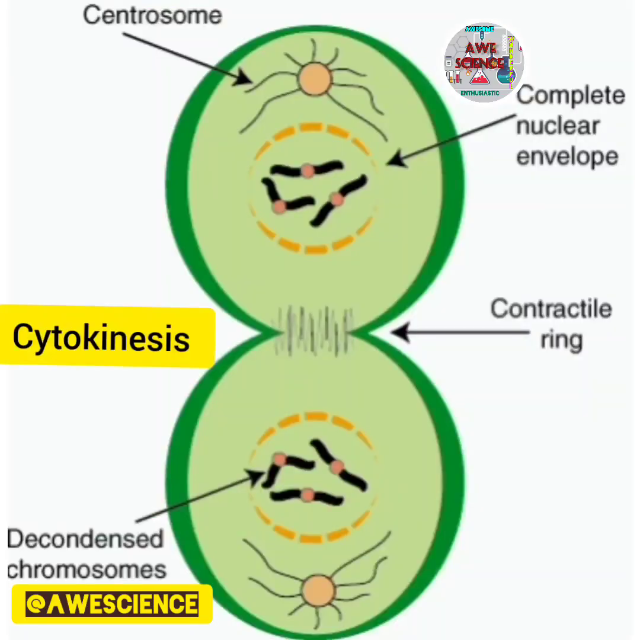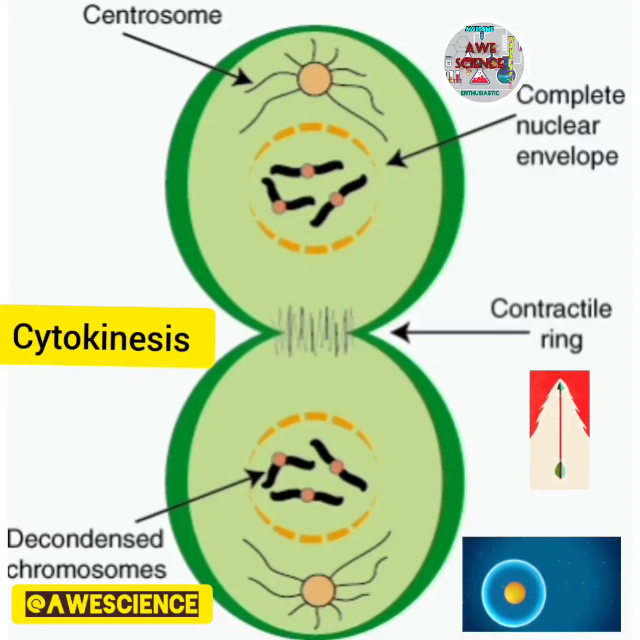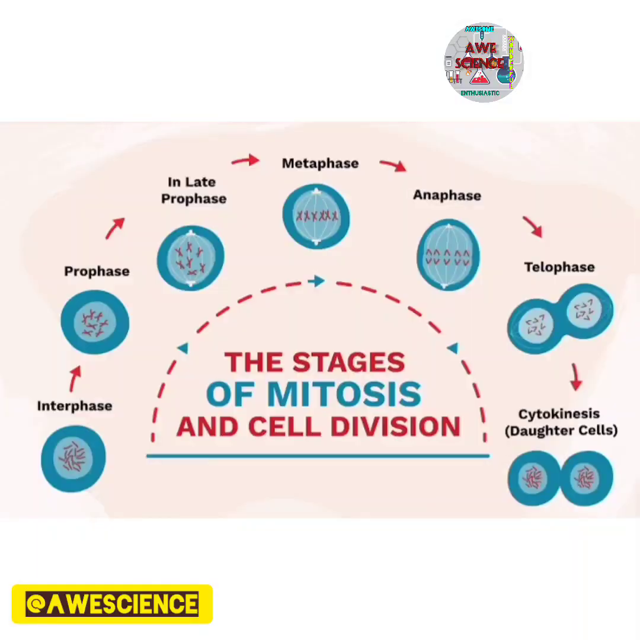The last stage is cytokinesis. In this, as you can see over here, a centrosome is formed, the nuclear envelope has developed completely and the chromosomes are decondensed. The contractile ring is the site where the cell completely divides itself into 2 daughter cells. This image gives you a summary of the stages of mitosis and the cell division.